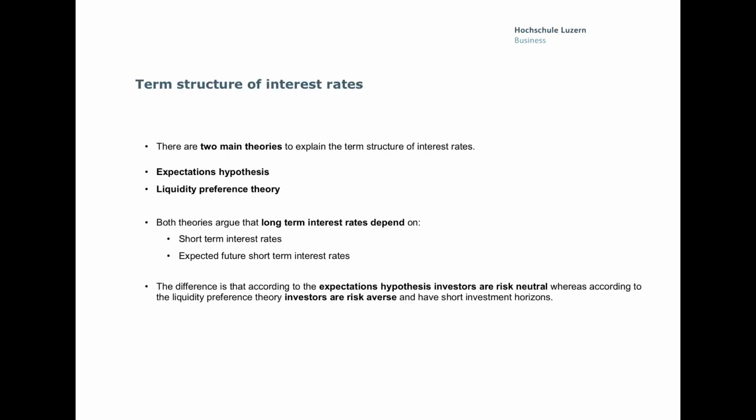As mentioned before, there are two main theories to explain the term structure of interest rates: the expectation theory and the liquidity preference theory. Both theories argue that long-term interest rates depend on short-term interest rates as well as expected future short-term interest rates. The difference between the two is that according to the expectation theory, investors are risk neutral, whereas according to the liquidity preference theory, investors are risk averse. Moreover, under the liquidity preference theory, investors have short investment horizons.